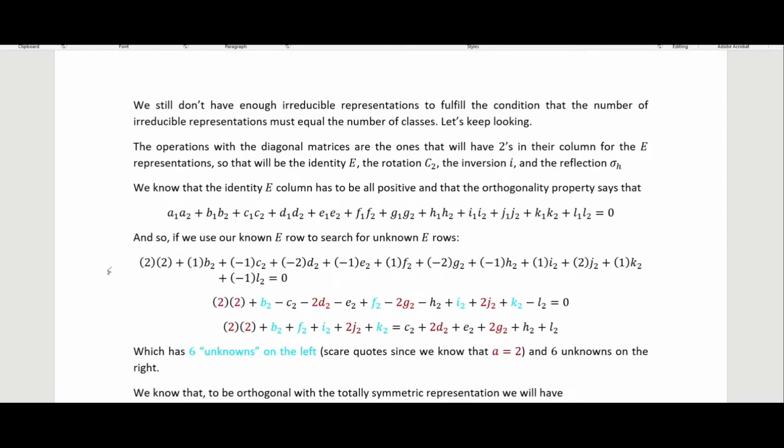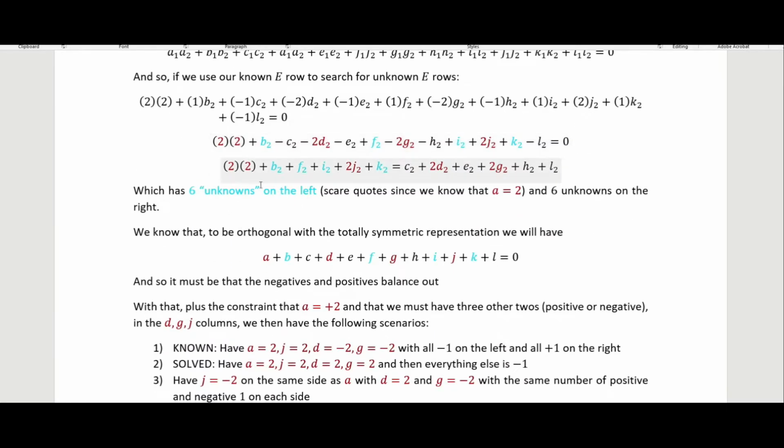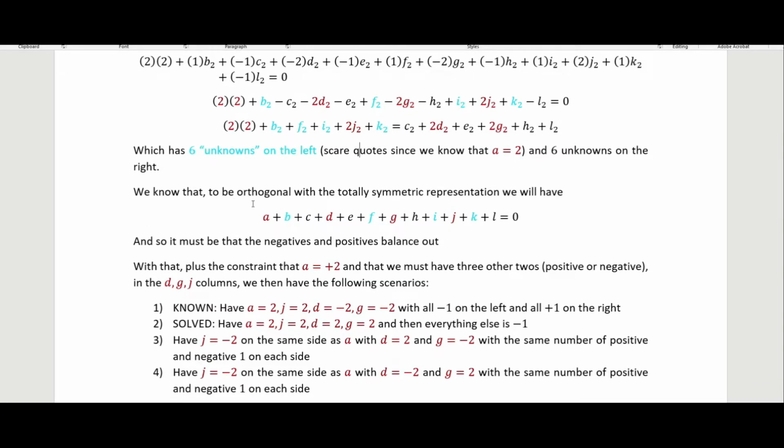And so we will use this orthogonality relationship again. If we use our known E and search for unknown E's, we know that the first one is always going to be positive, so we can put a positive 2 there. So we get this relationship here, so we have this equal to this side here. So we have 6 unknowns on the left, which I have in the blue here. The things with the 2's I have in that dark red here. And then we have 6 unknowns on the right. And we know that to be orthogonal with the totally symmetric representation, we have to have this.